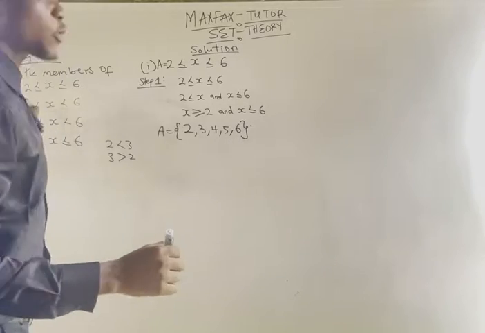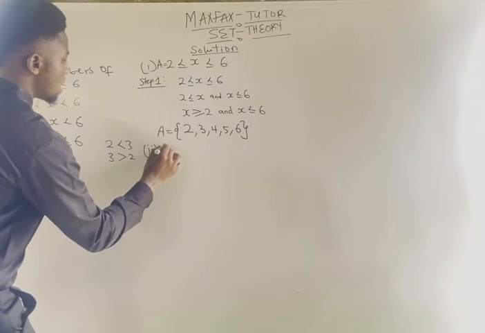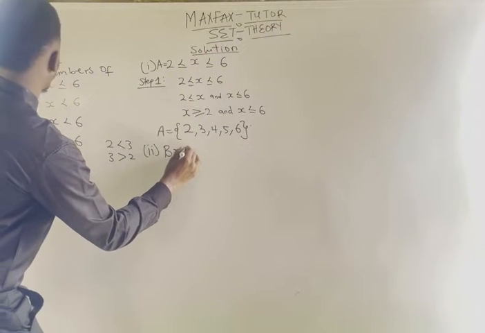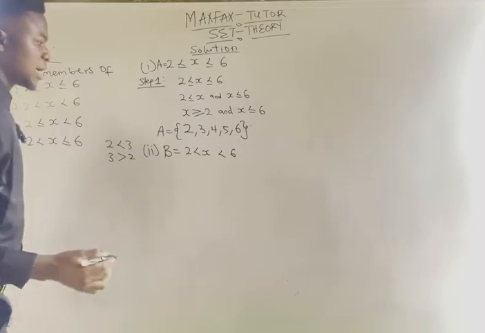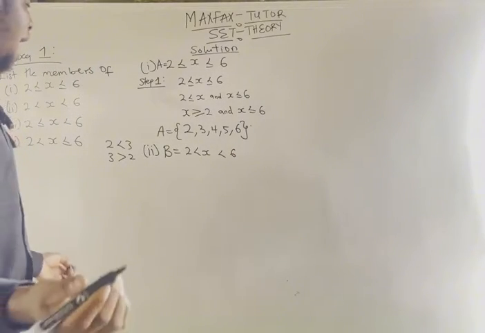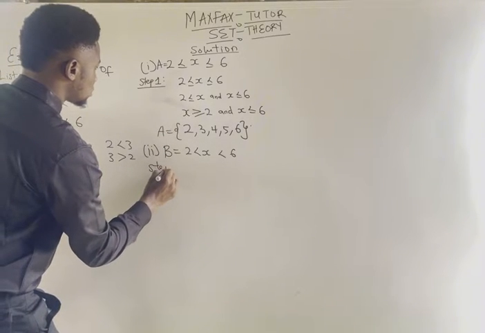Guys, let's go to example 2. Set B equals 2 less than x less than 6. Guys, do not forget how we usually do it. The step 1 is what we are going to do. Step 1.